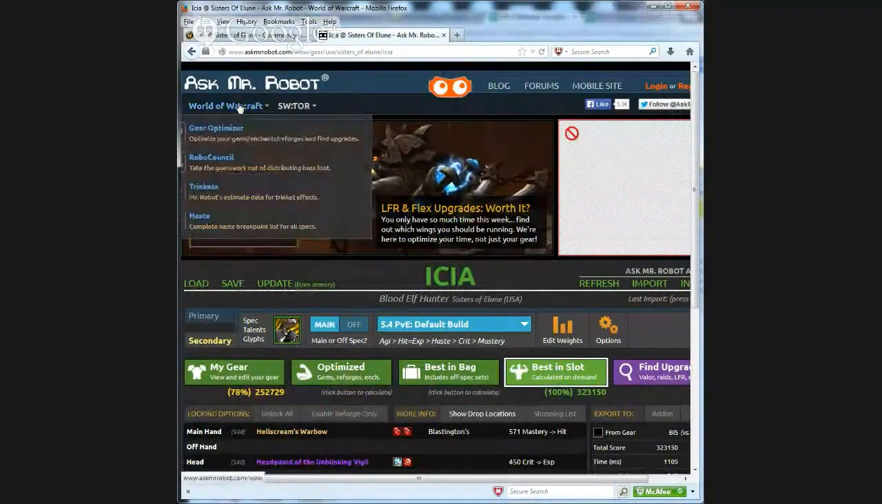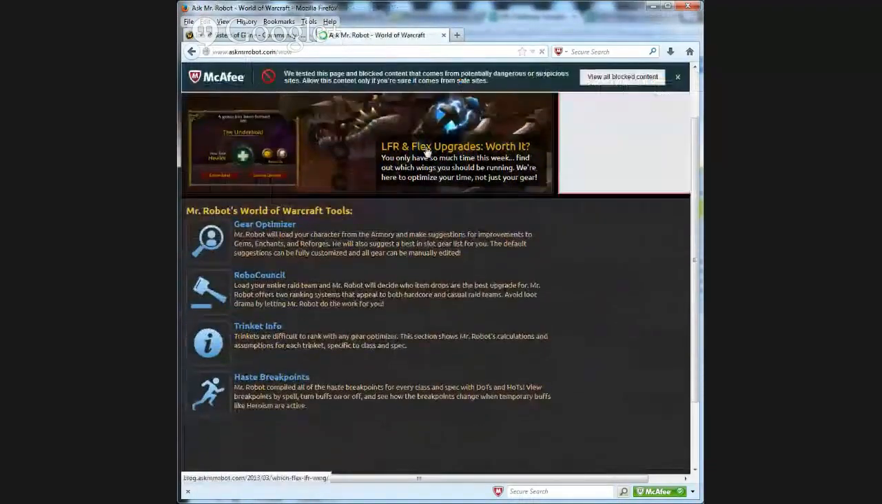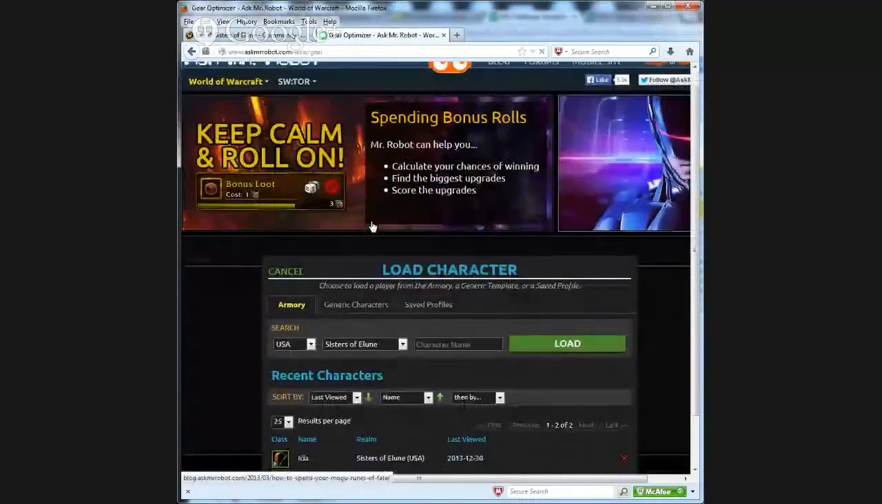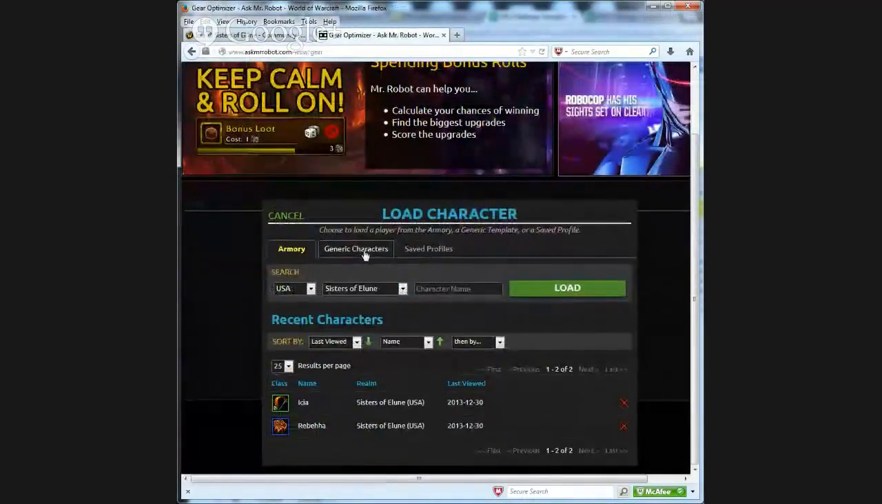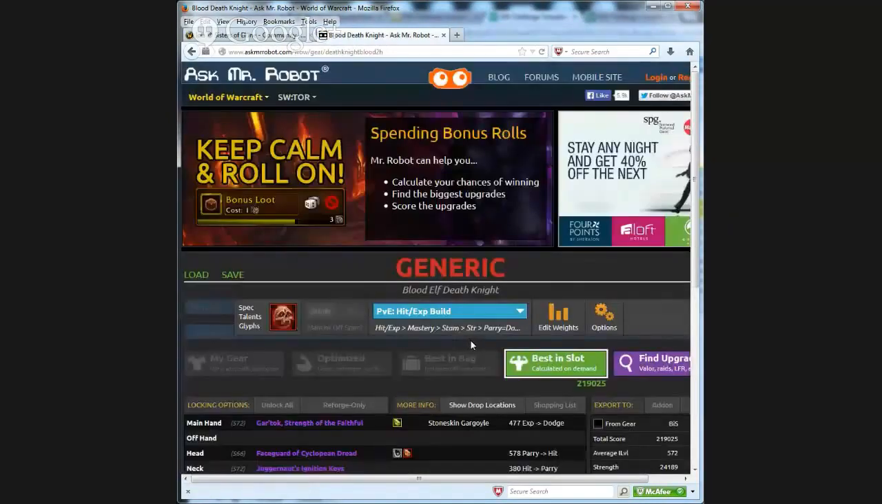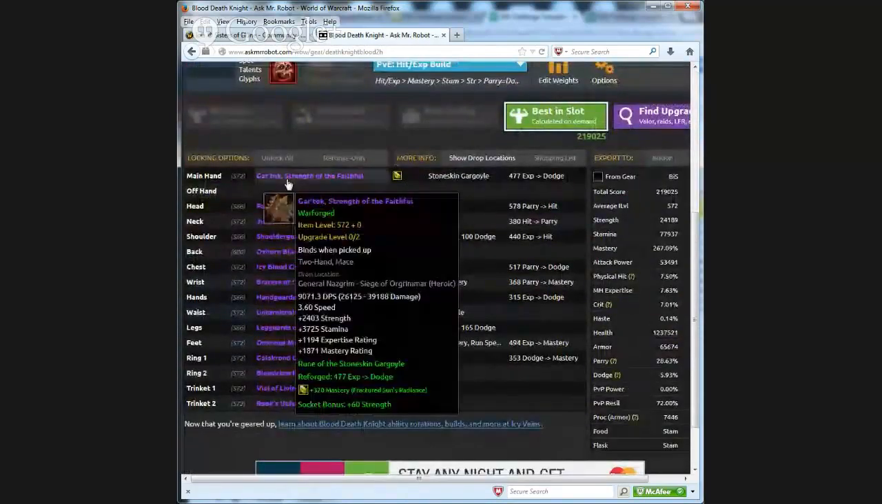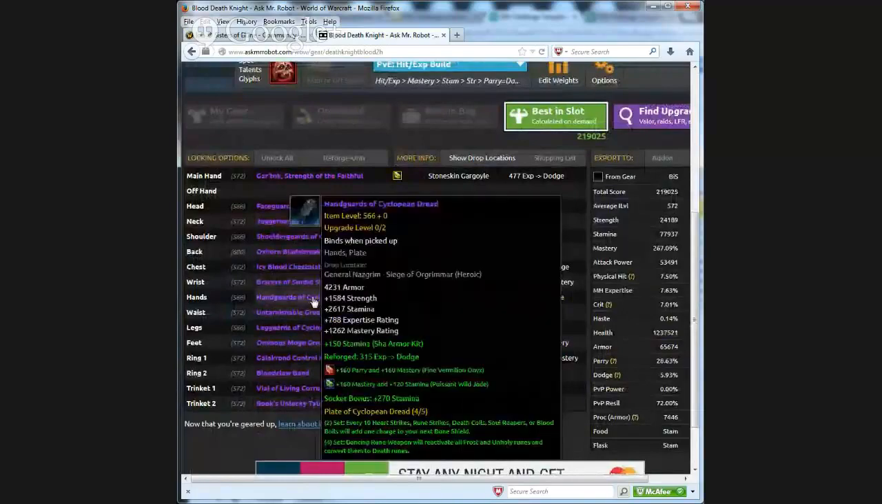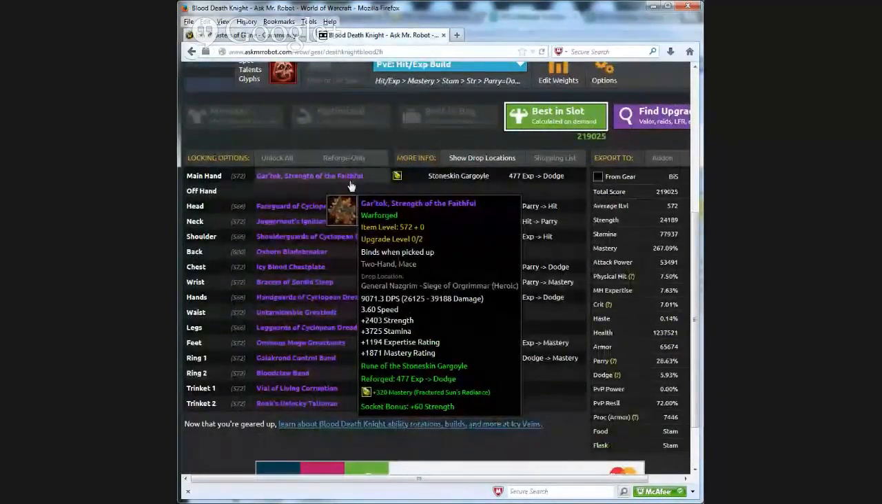One of the things is that if you click on here and click on Gear Optimizer, you can actually look at generic characters here, and then you just pick a Death Knight. So, for instance, if you were just starting out and trying to figure out what it says specifically for a generic character other than your own, you would pick your class or spec, click load, and click the generic characters, and then it'll say this is what the best in slot is for a generic Blood Death Knight. Then what happens is that you would go ahead, and it does make considerations for what you already have.